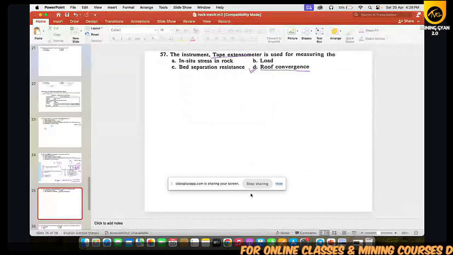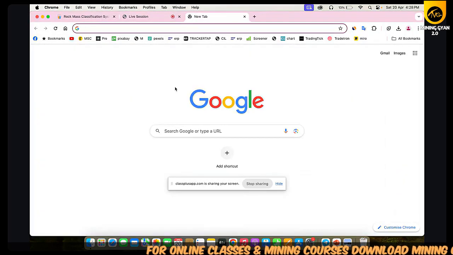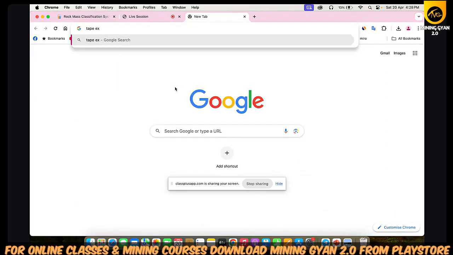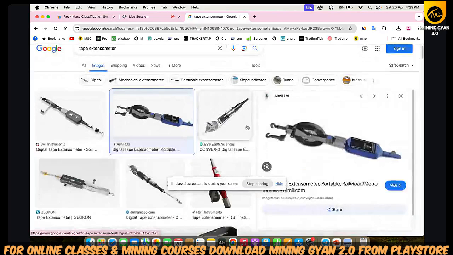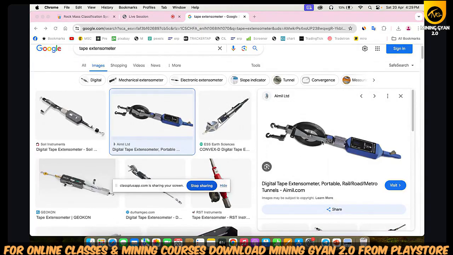I know many of you don't know the tape extensometer. You have never heard this terminology. But if you see this type of theory question, write down or revise these questions multiple times so it will stick in your mind. The tape extensometer will look like this. This is a digital tape extensometer.